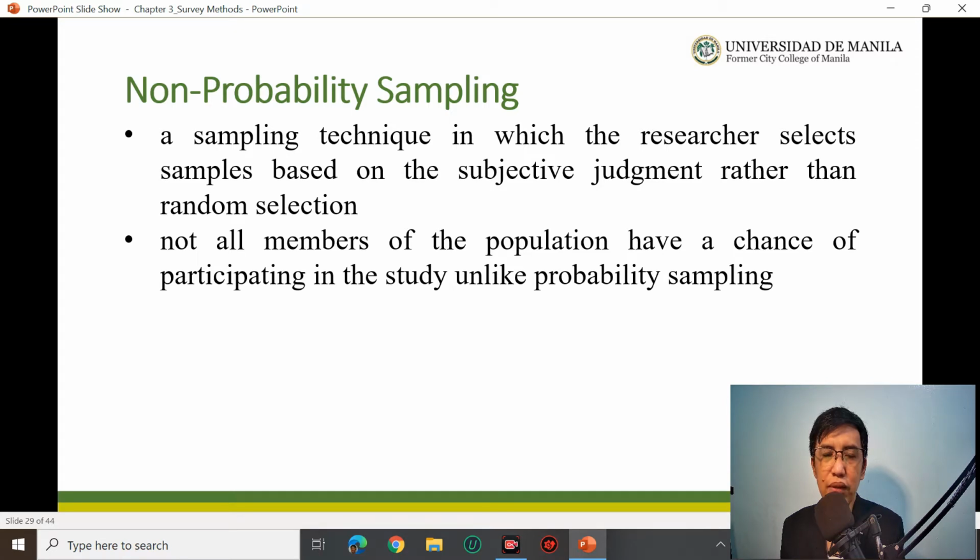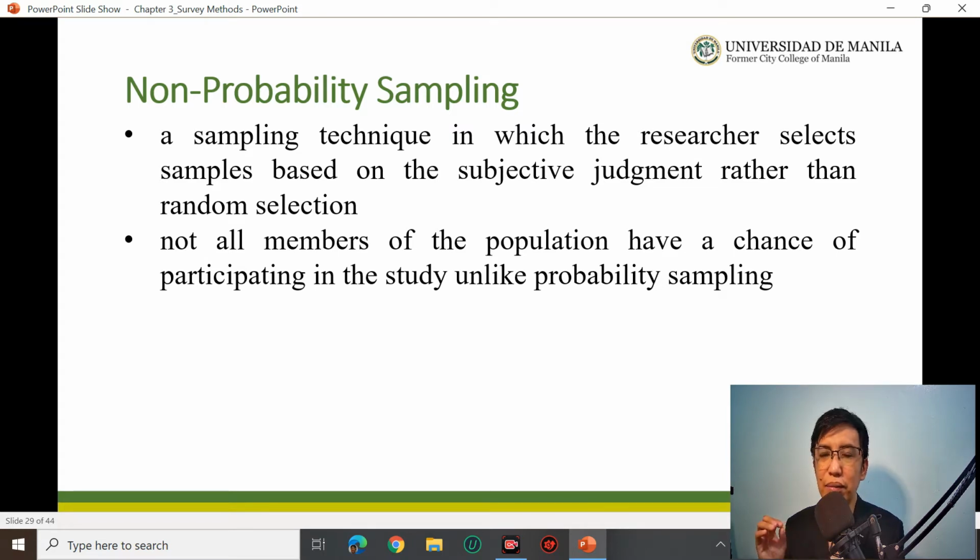Non-probability sampling. We know that not all the members of the population have a chance of participating in the study, unlike probability sampling. See, for example, sa third year BPA, kukunin ko lang magpa-participate lang sa akin ay yung paboritong pagalitan, diba? 3-1. Ganun lang, sila lang. Kaya 3-2. Sila lang. Kaya 3-3. Sa tatlong hawak ko, isa lang yung pinuha ko. So that is based on my subjective judgment. Diba? Kaya tinatawag na subjective judgment.